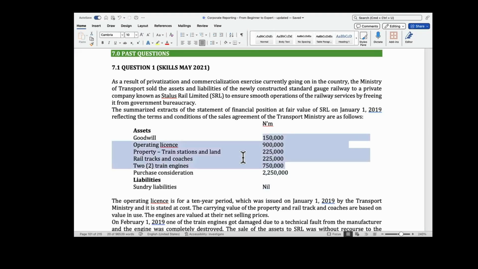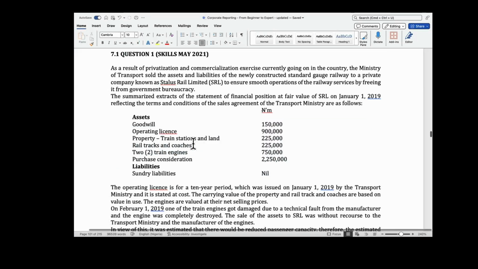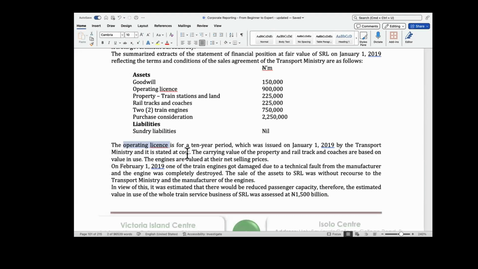Okay, next paragraph. The license is for 10 years. The issue date is January 1st, and it is at cost. The carrying value of the property, road tracks and coaches are based on value in use. The engines are valued at their net selling prices. Good information, very useful information. We'll use them very soon.